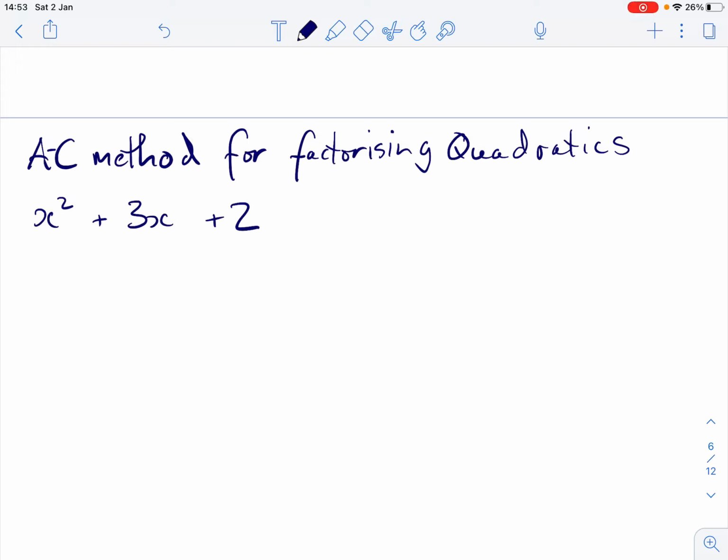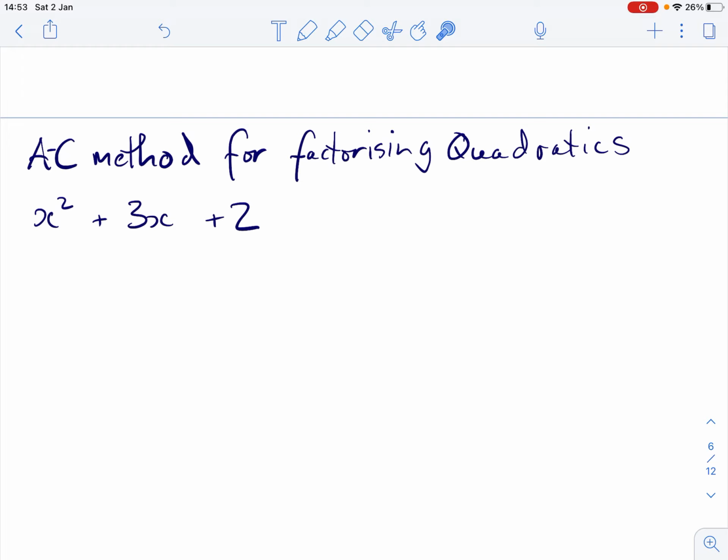Hello, Mr. Westwater here, and I'm about to take you through the AC method for factorising quadratics, but I'm going to do it a little bit earlier than you may normally see it. This is normally a method used when there is a number in front of x. Now here, the number is just 1, so we don't write it down. It's a, we would say, is 1.